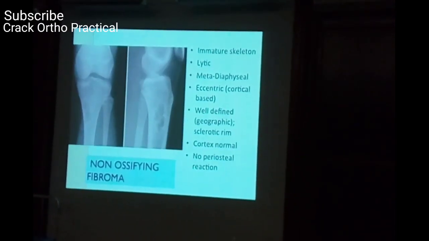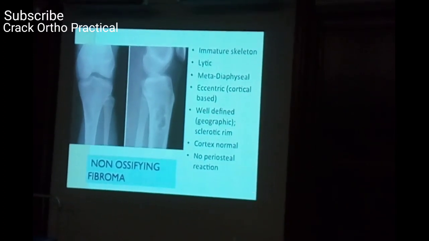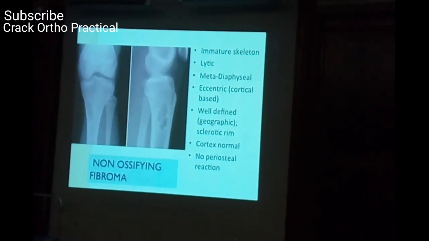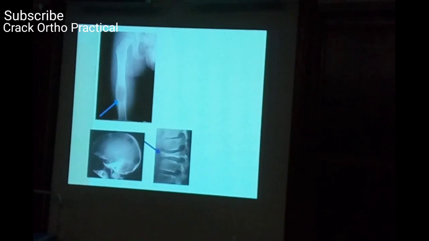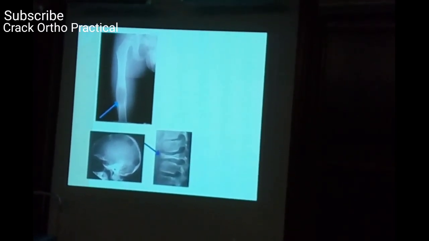So it is basically non-ossifying fibroma. You said chondromixoid. You can take that as a differential. Next.